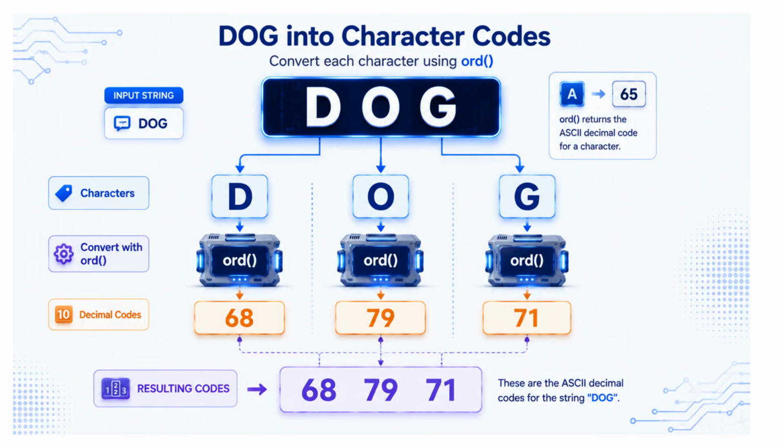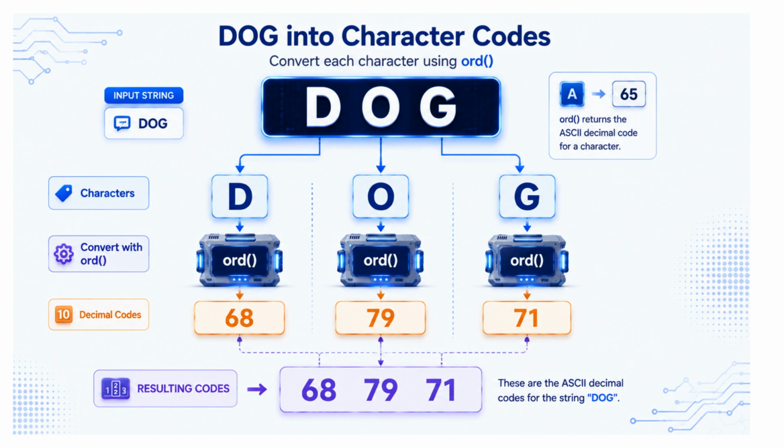Then, we use the ORD function to find the decimal code for each character. For D, ORD returns 68. For O, it returns 79. And for G, it returns 71. So the string dog can be represented by the decimal codes 68, 79, 71.